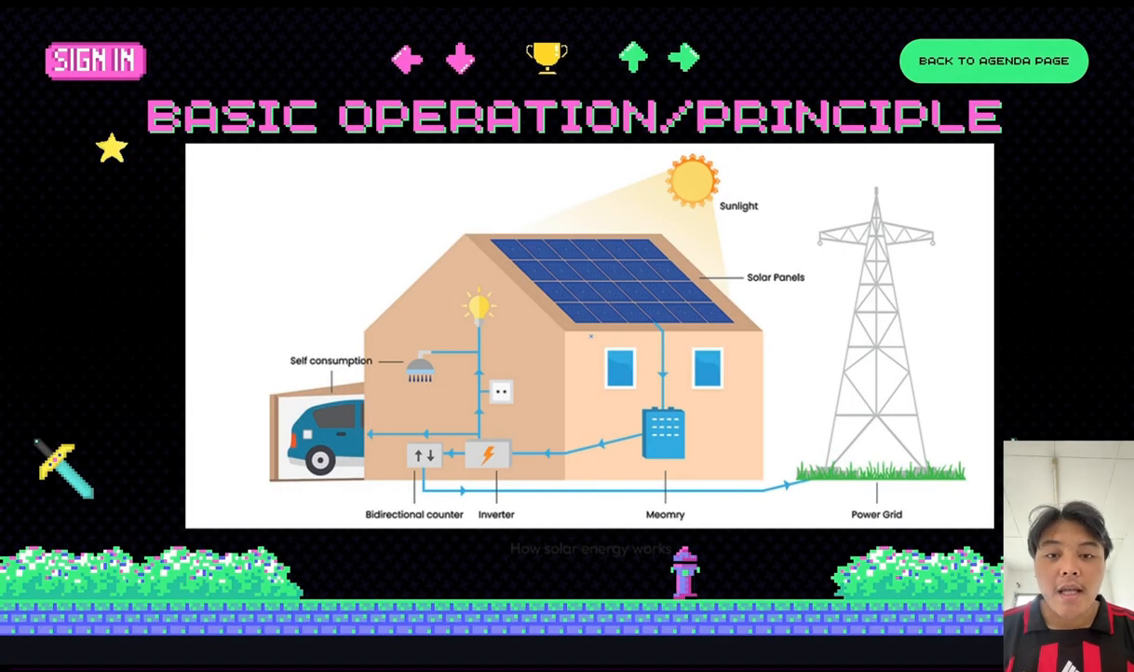Basic operation. While this part is being narrated, a diagram or animation of sunlight hitting a solar panel, with arrows showing the flow of electron to the DC power, to inverter, to AC output, and home or grid.